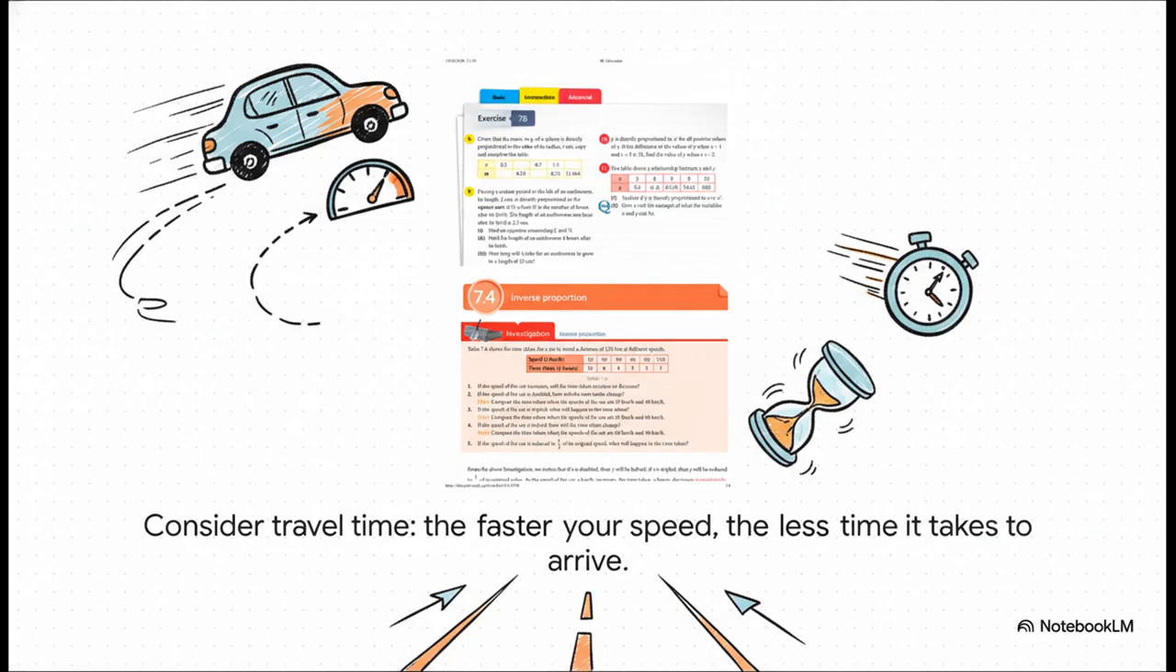If you're on a 120-kilometer trip and you travel slowly at 10 kilometers per hour, it's going to take you 12 hours. But what if you double your speed to 20? You cut your time in half, down to 6 hours. Crank it up to 60, and your travel time drops to just 2 hours. More speed means less time.